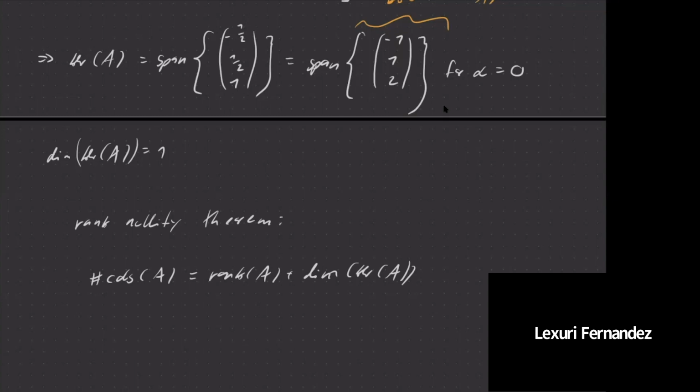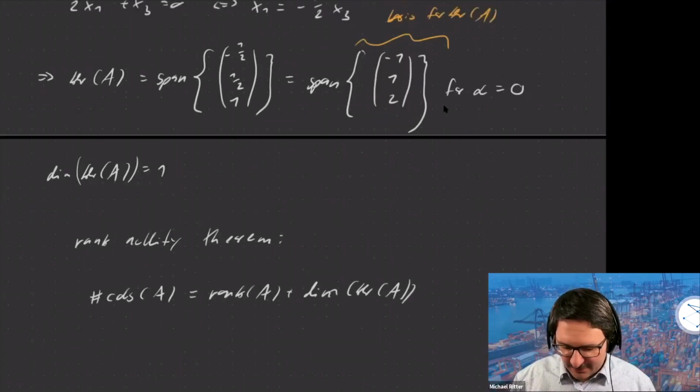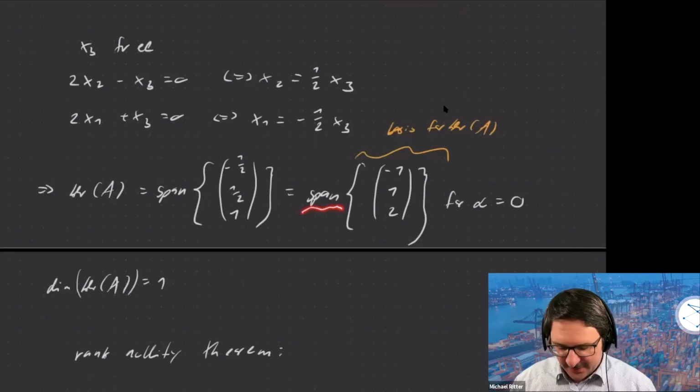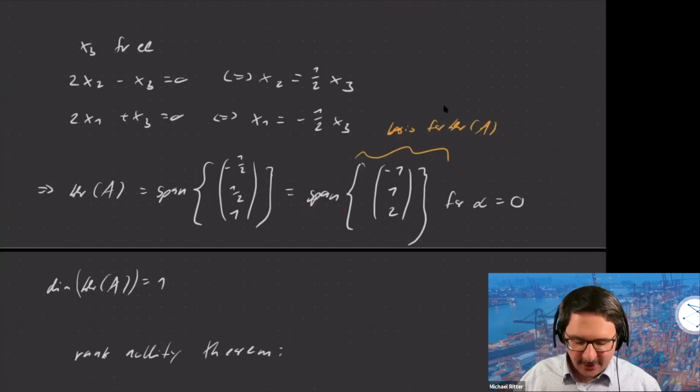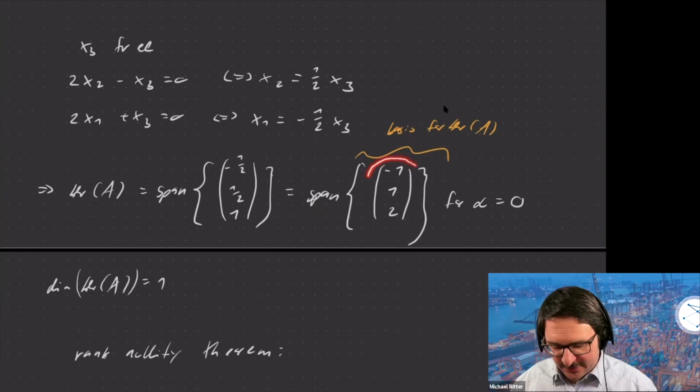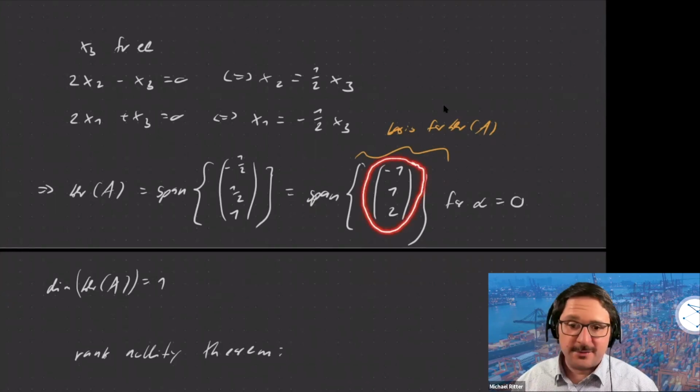Another question is, could you maybe once more emphasize the difference between the basis and the span? The basis and the span. Okay, so let's take this case here. The span consists of all possible linear combinations of all vectors that are inside the set here. So in this case, the span would include all vectors that are multiples of this one here.